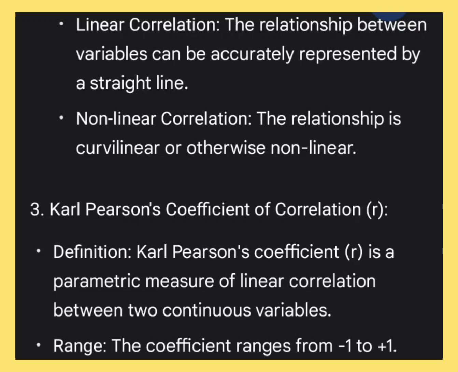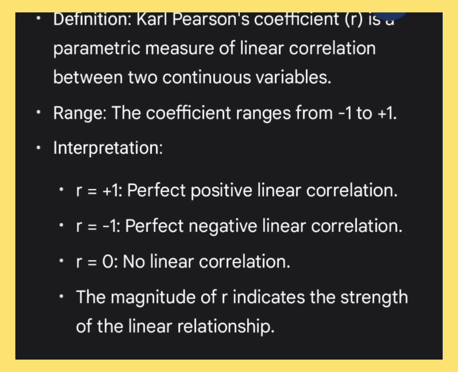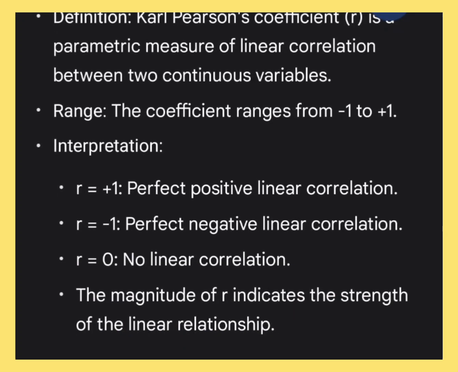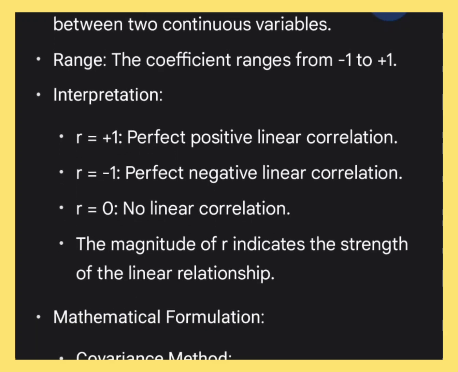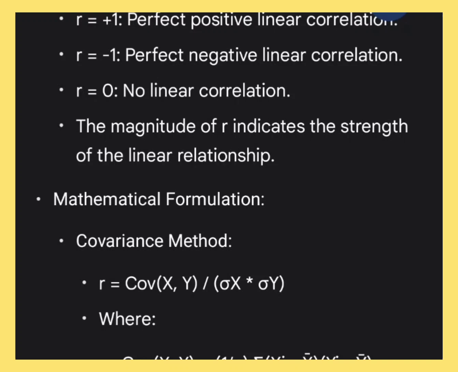3. Karl Pearson's coefficient of correlation, r. Definition. Karl Pearson's coefficient, r, is a parametric measure of linear correlation between two continuous variables. Range. The coefficient ranges from -1 to +1. Interpretation. r equals +1: perfect positive linear correlation. r equals -1: perfect negative linear correlation. r equals 0: no linear correlation. The magnitude of r indicates the strength of the linear relationship.